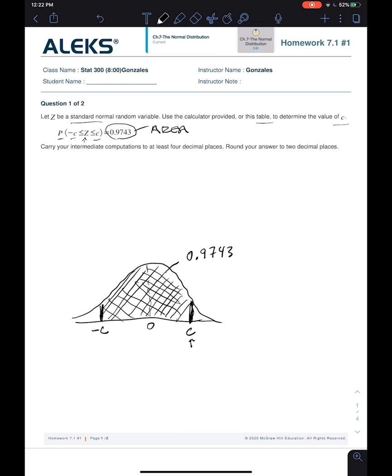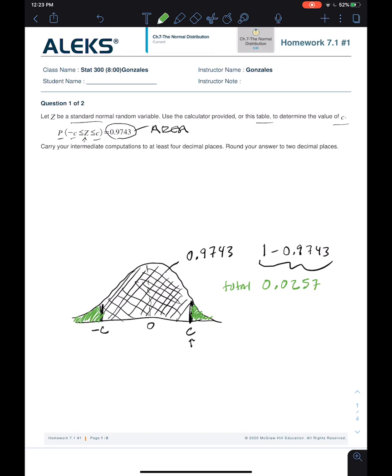What I'm going to do is take 1 minus 0.9743, and that'll give me, let me do this in green, 0.0257. Now that is the total green. I'm going to put total here. That's the total green. So what am I talking about as green? That's this stuff right here. That's the total green. Okay.